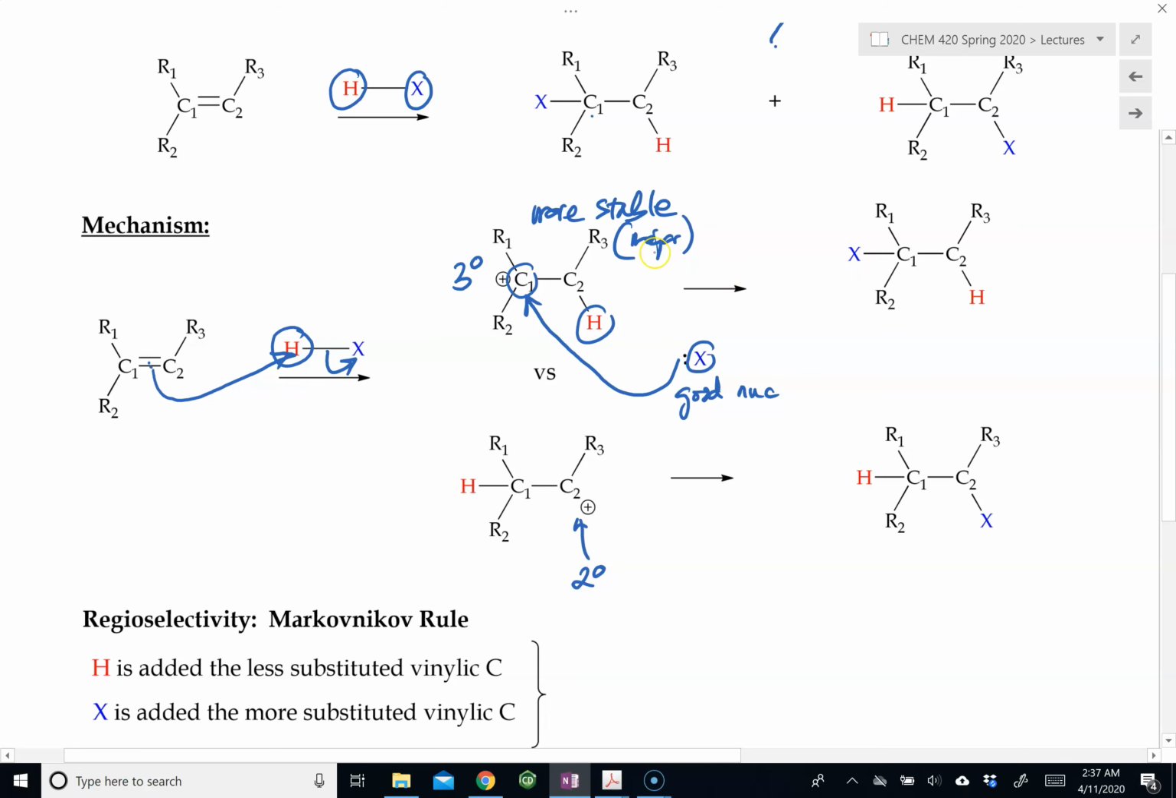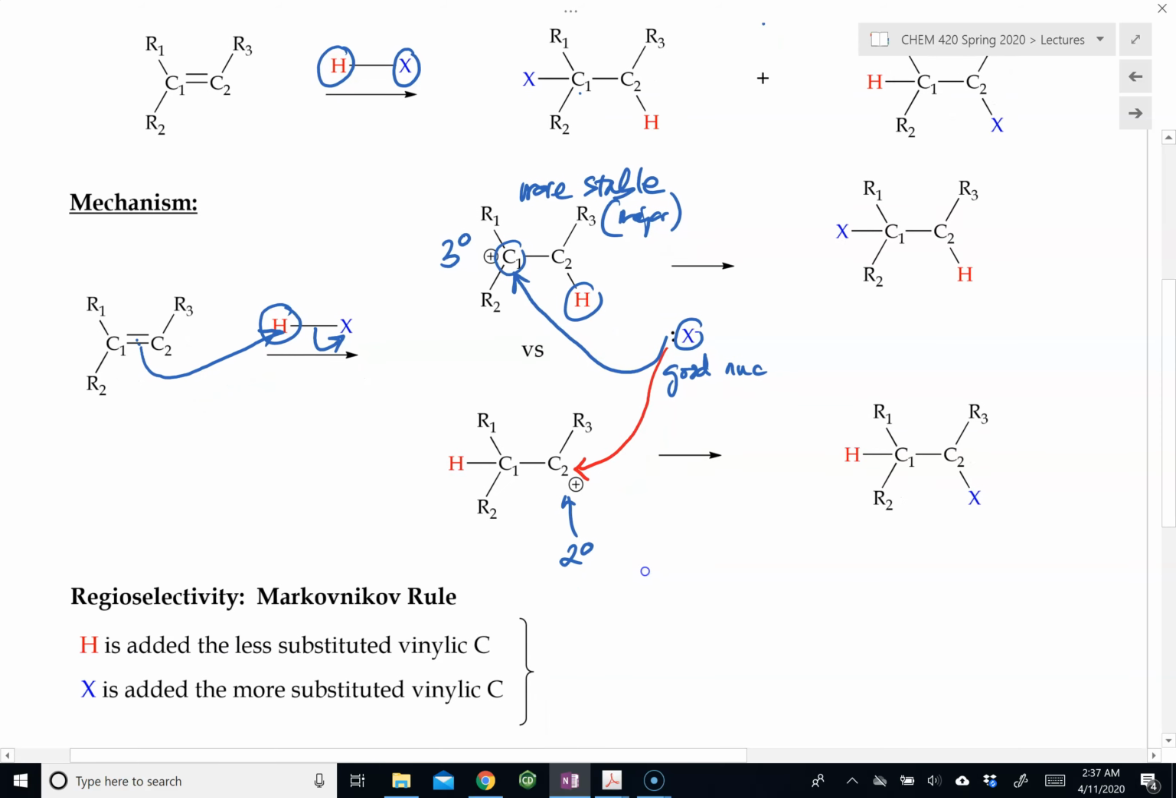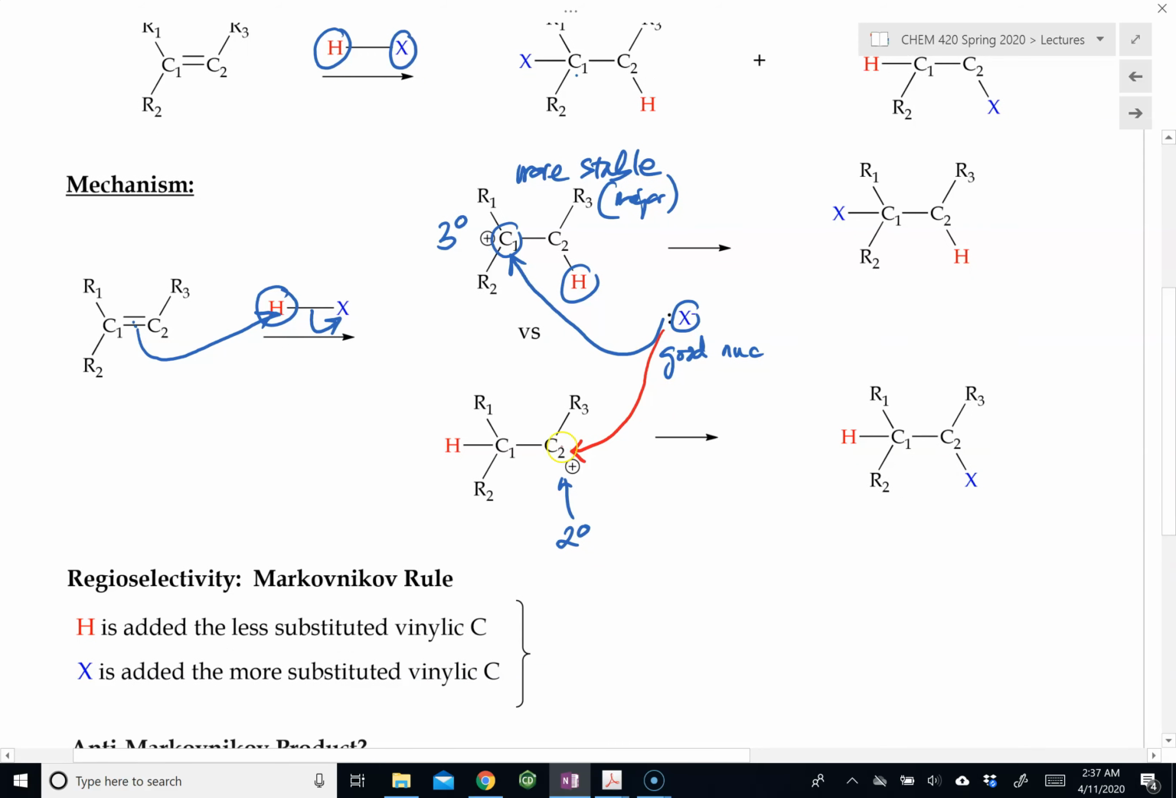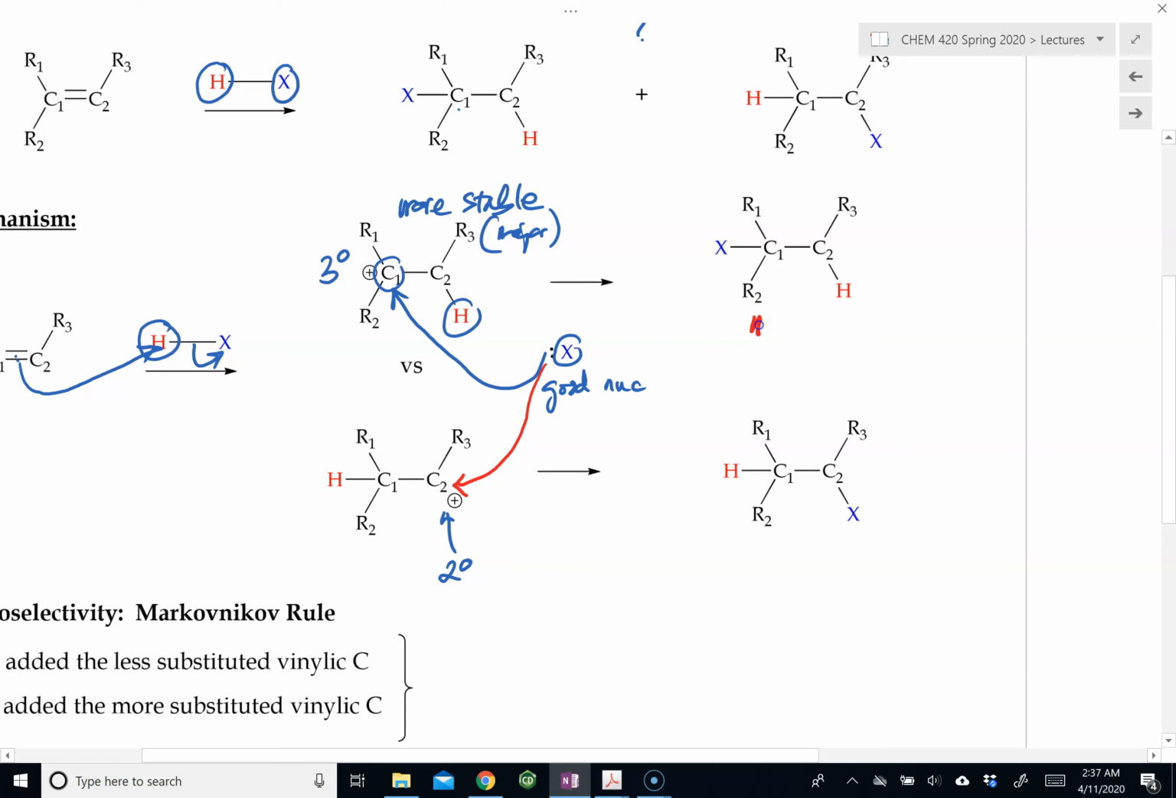Now, although this is the major product, we will also form a minor amount of the product where we are producing this other carbocation. Here the halogen can again come in and attack, although this is the minor product. In this case, the halogen is added to carbon 2, forming this product above. So this one will be the major product. It is the major product because it is the product of the more stable carbocation intermediate. And this will be the minor product.